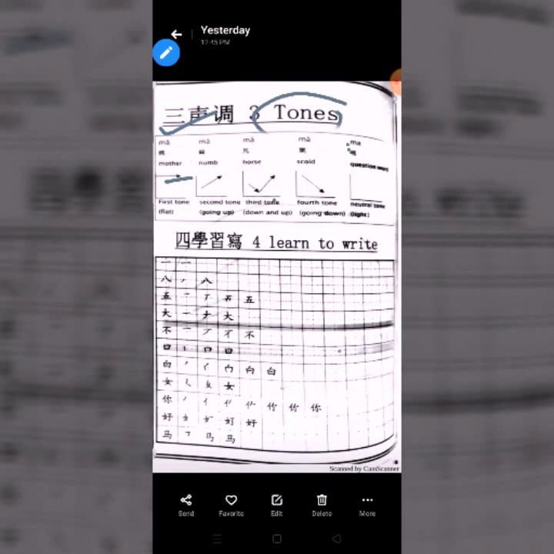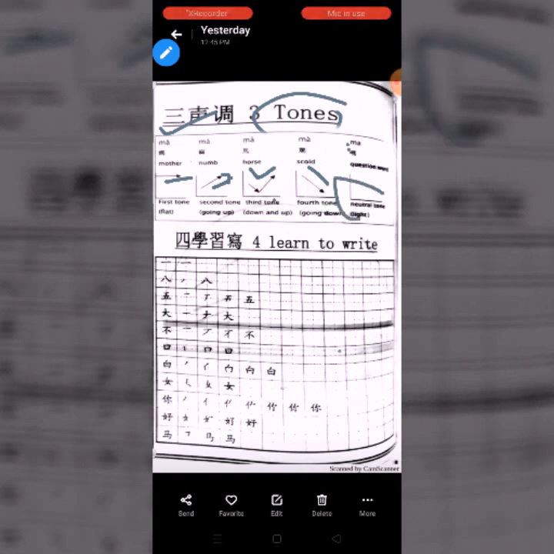And the second tone is going up, from down to up, where the meaning gets changed. Second tone, ma, which means numb. And the third tone, first of all down, then up, which means horse, ma. And the fourth tone is from up to down, like the things get filled up, such as ma, from up to down.